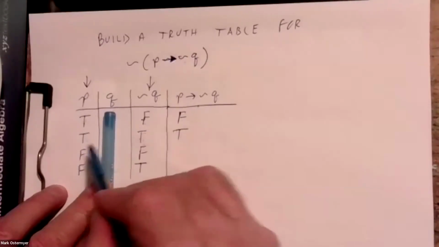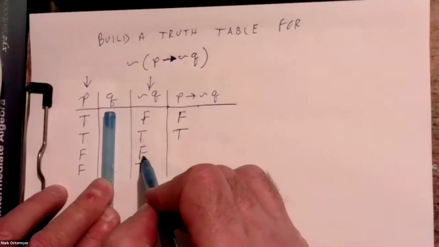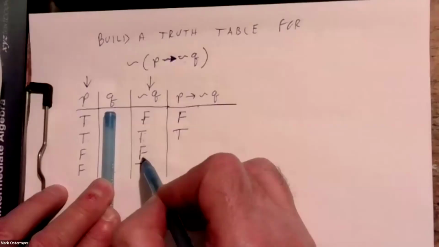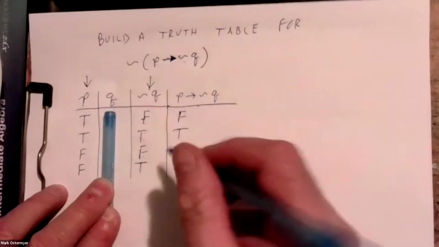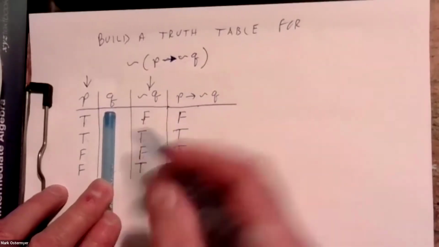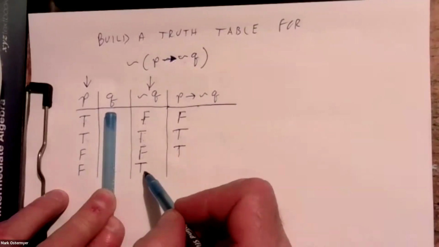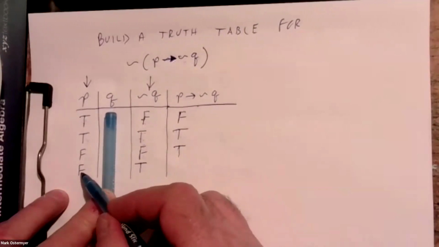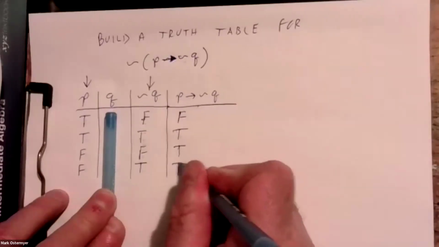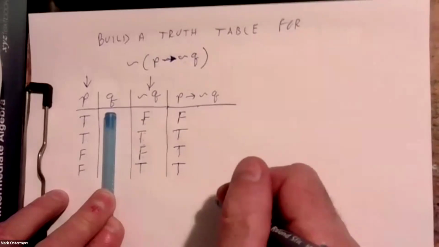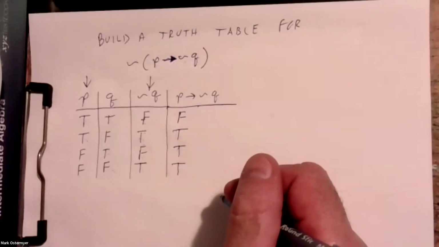It would be true. If false, then false: the Cubs did not win, and so therefore they don't deserve to go to the playoffs. So this is just as true. This is a true statement here. Okay, if false, then true: well, the Cubs did not win, but they still go to the playoffs. Hey, that's great. That's true. Okay, it's a true thing. There you go. Okay, done with that column.